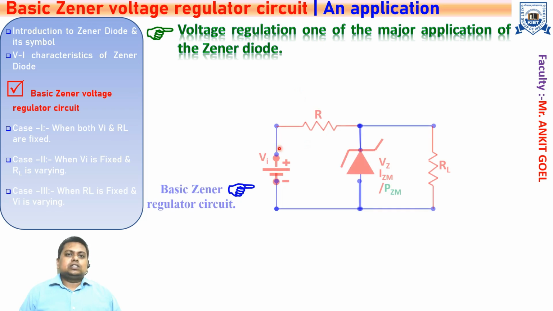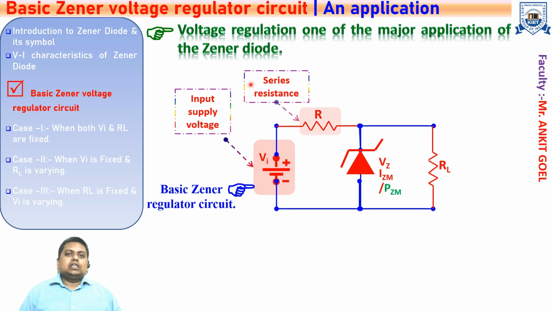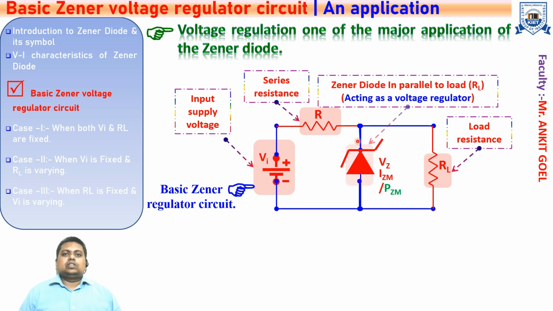Let's see. This is the basic Zener regulator circuit, in which this is your input voltage. This is the series resistance. This is the load resistance, and this is the Zener diode which is put in parallel with the load resistance, and it will act as a voltage regulator. This Zener diode is also called a shunt regulator, as it is kept in parallel or in shunt with the load resistance.